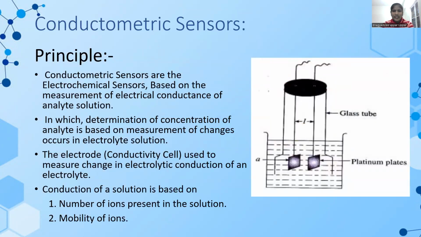Now let's see the conductometric sensor. The principle of conductometric sensors: they are electrochemical sensors based on the measurement of electrical conductance of an analyte solution, in which determination of the concentration of the analyte is based on measurement of changes that occur in the electrolyte solution. The electrode conductivity cell is used to measure the conductance of an electrolyte. Conduction of a solution is based on the number of ions present in the solution and the mobility of ions.